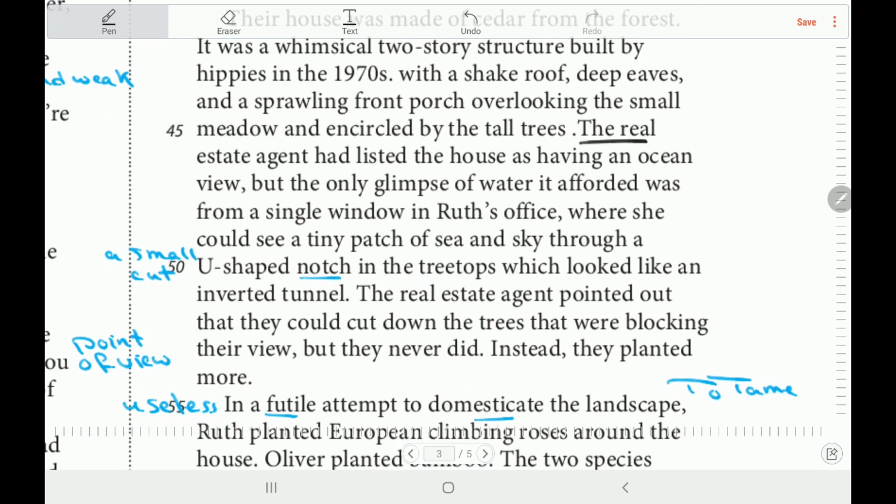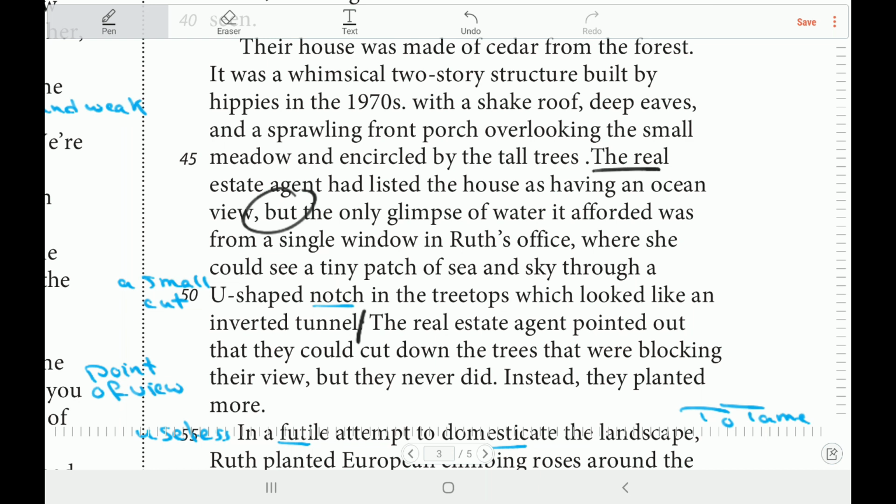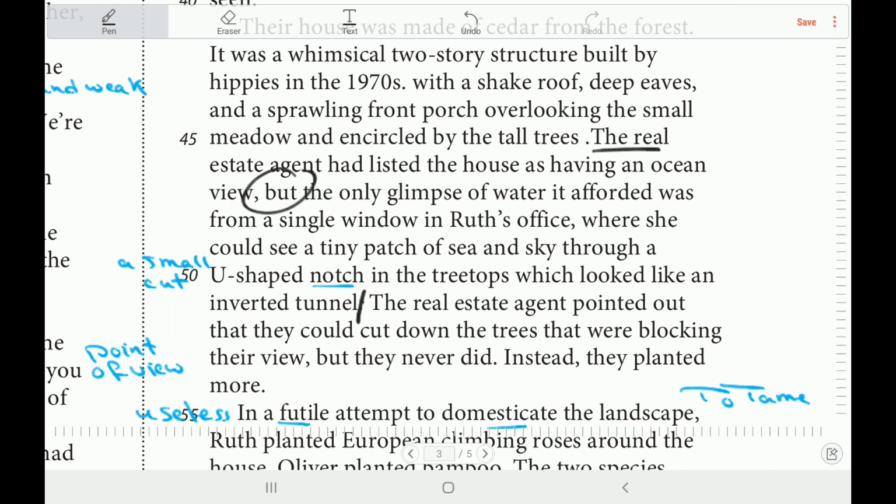The real estate agent had listed the house as having an ocean view, but the only glimpse of water it afforded was from a single window in Ruth's office, where she could see a tiny patch of sea and sky through a U-shaped notch in the treetops, which looked like an inverted tunnel. Again, what happened here? The real estate agent is the man who sold them the house. Well, he made a false advertisement when he said that this house has a sea view or an ocean view. But actually, when they came to the house, the only place where they could see the sea was a tiny patch from a window in Ruth's office.